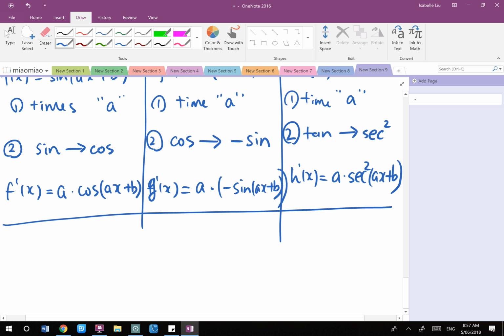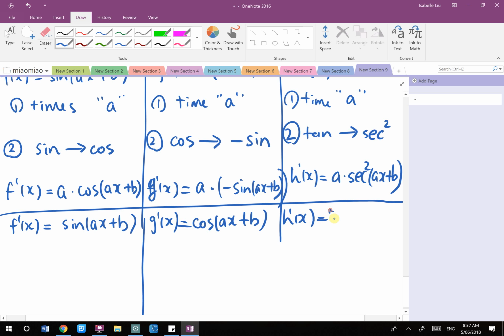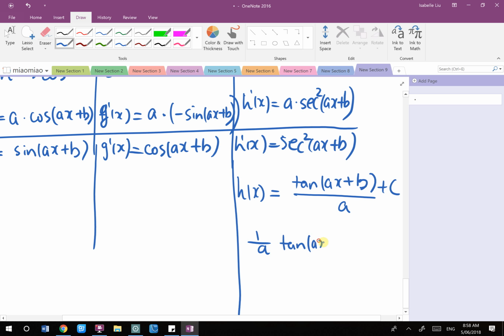So when we do antiderivative, if I have sine(ax plus b), f dash x equals cosine(ax plus b), and h dash x equals sec squared(ax plus b). Let's start from the sec squared. Sec squared is the easiest one because the first step is to change sec back to tan. So you have tan(ax plus b). Tan changes to sec squared and sec squared goes back to tan. And I have times a, so now I need to divide by a, plus c. So it's 1 over a, tan(ax plus b) plus c.